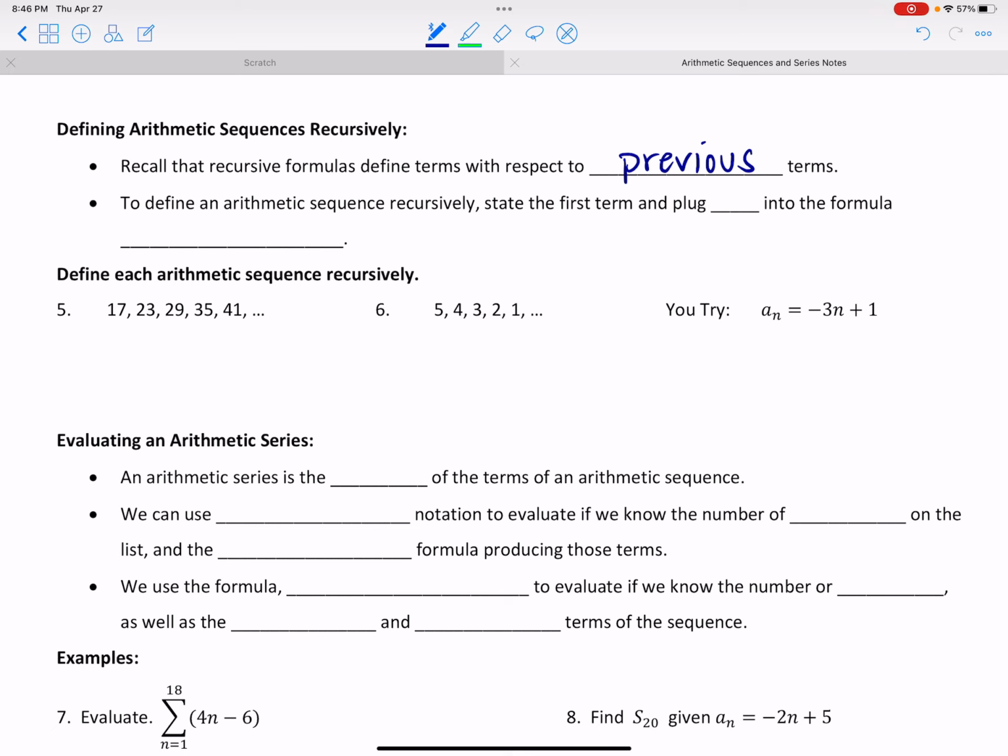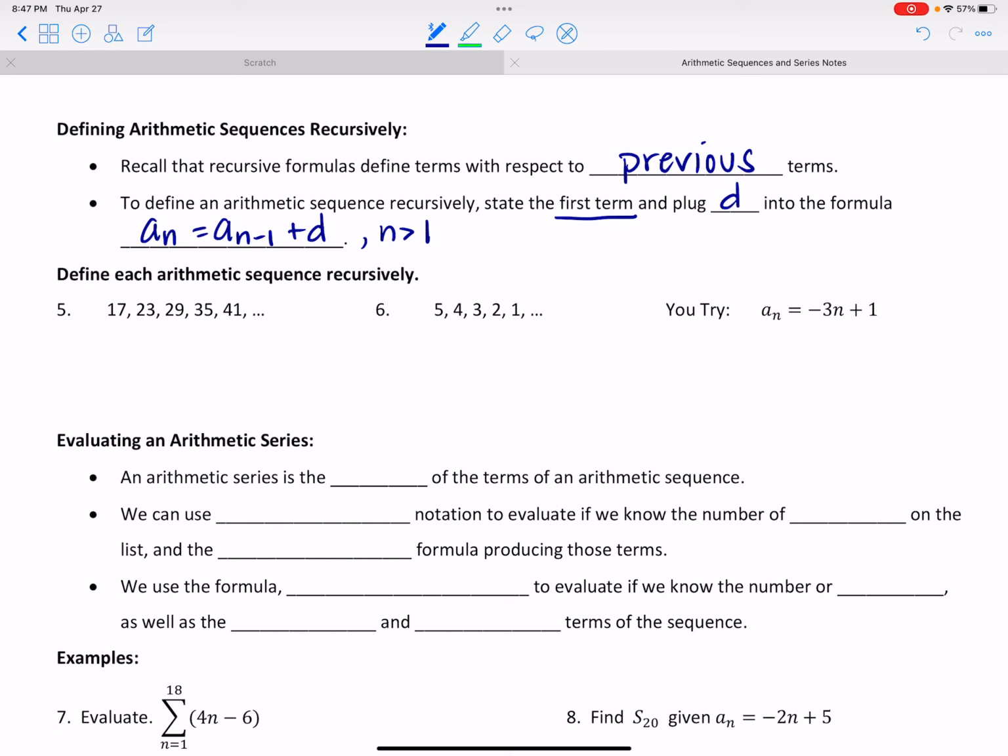So basically, to define an arithmetic sequence recursively, we have to state the first term. That's important. We have to know where the list starts, and then we need to know the common difference. So any term on our list will always be the previous term plus that common difference. And then we would always state here for n greater than 1, because a sub 1 will be defined.